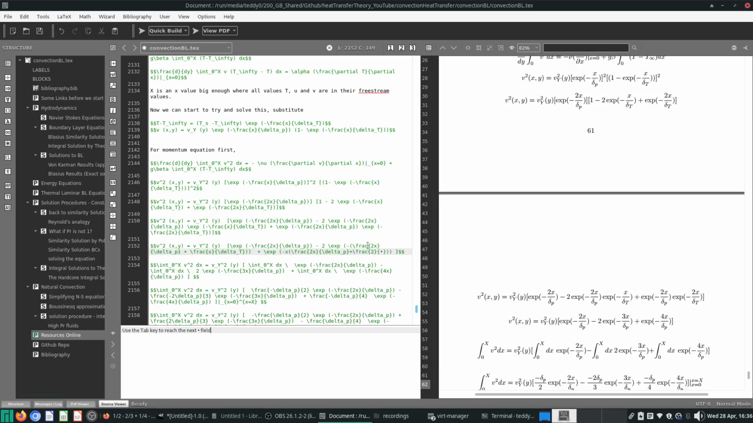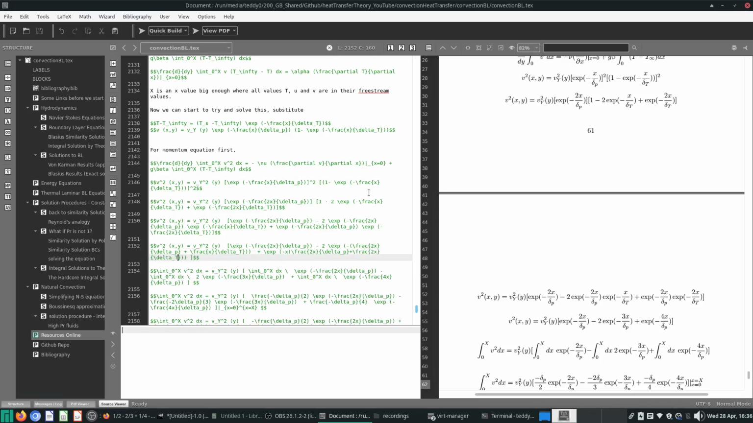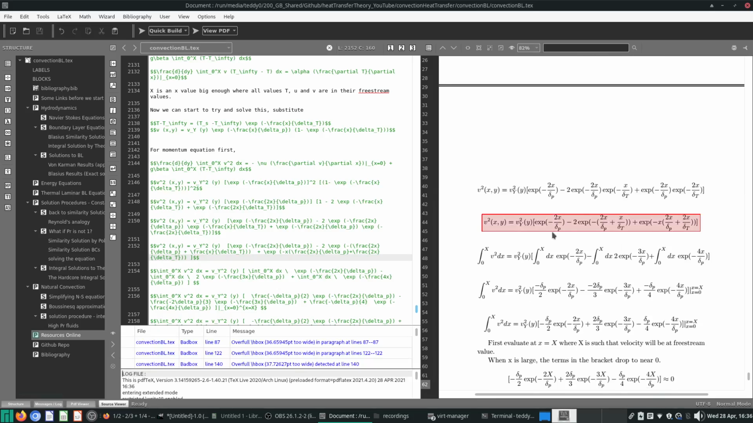Plus fraction 2x over delta t. Okay, pardon the mistake. So, 2x over delta p, 2x over delta p, x over delta t, 2x over delta p, 2x over delta t. So now I just have to replace. Okay, I have to replace it. And obviously, when we integrate, it's not going to be so smooth.